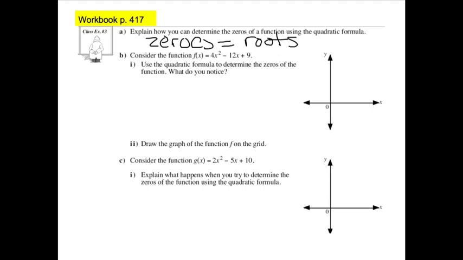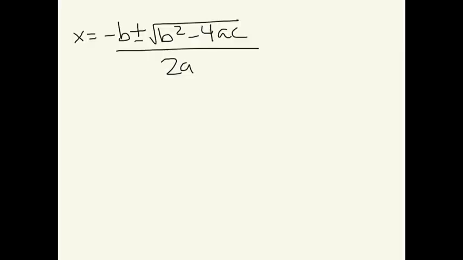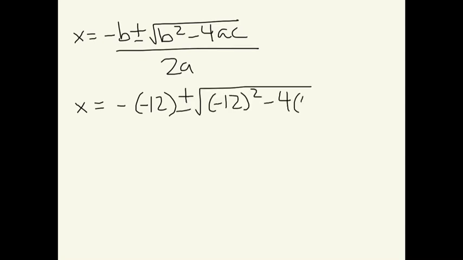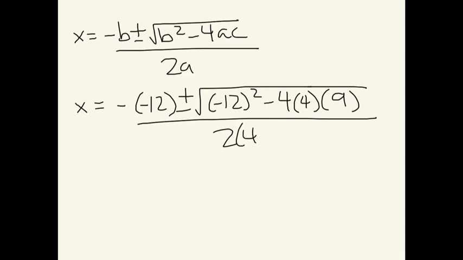What do you notice? A is going to be 4, b is going to be negative 12, and c is equal to positive 9. So plugging those in appropriately, you're going to have x is equal to, well, negative 12, of course, is going to be replacing b, 4 replacing a, and 9 replacing c, all divided by, of course, 2 times 4.